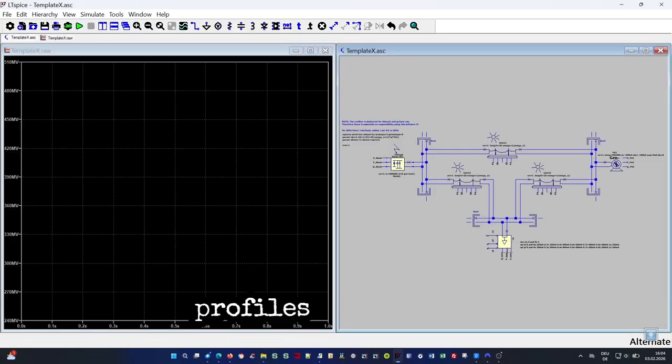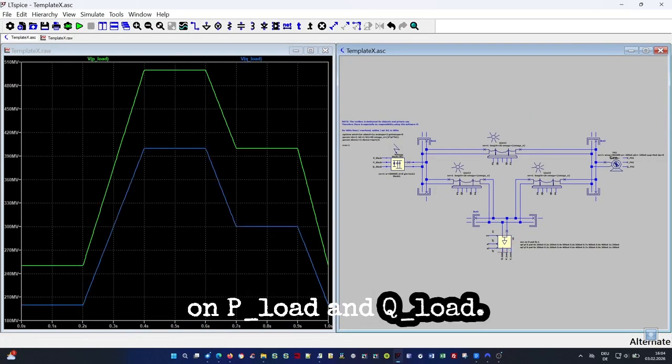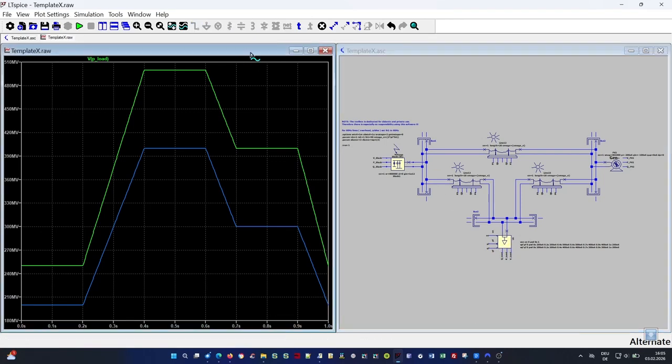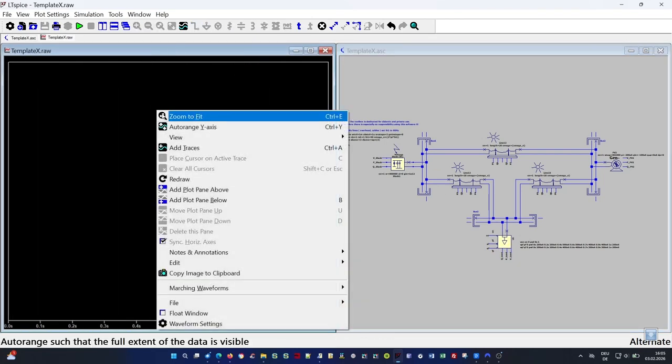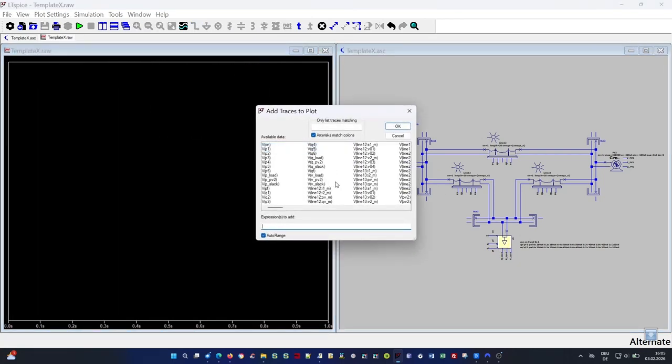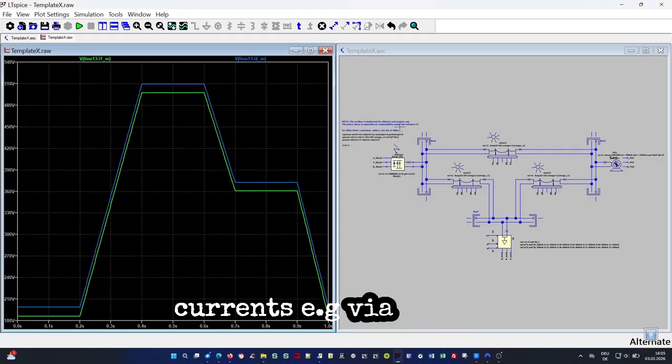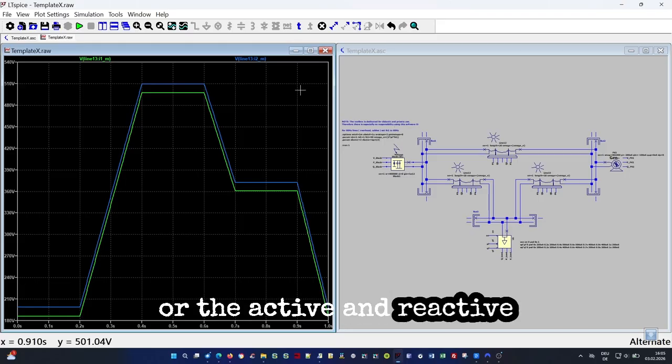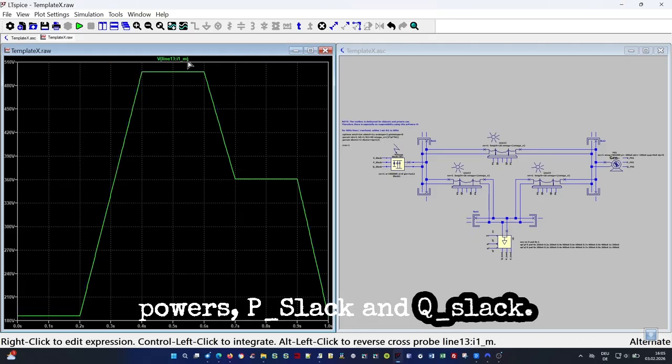I output the load profiles by clicking on P-load and Q-load. The voltage profile at the load is now also changed. The same applies to the currents, e.g. via line 13, or the active and reactive powers P-slack and Q-slack.